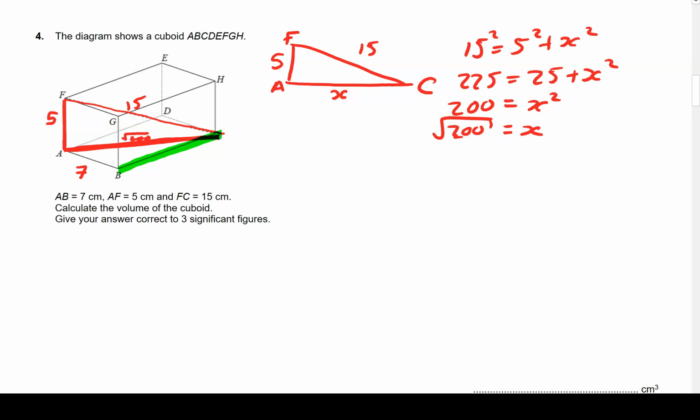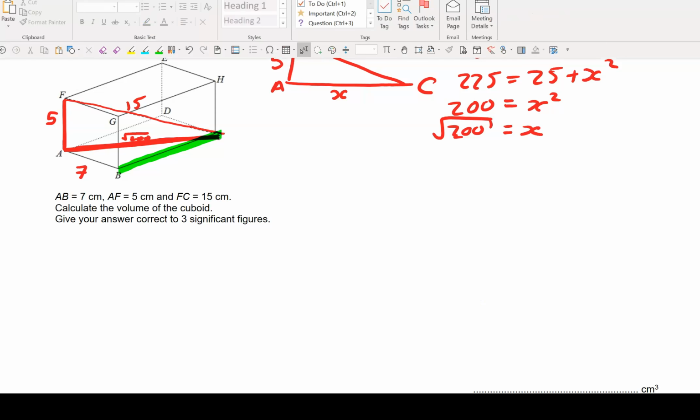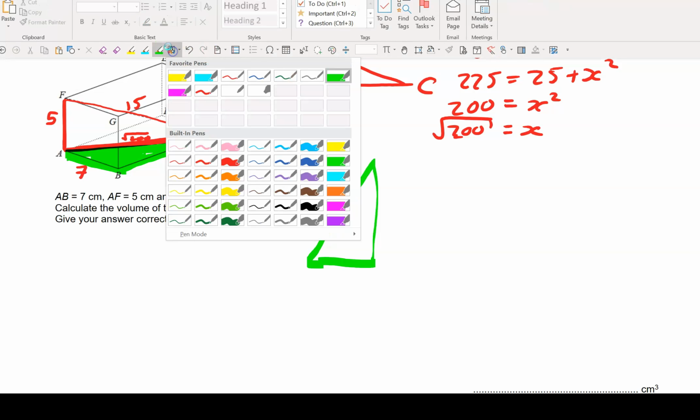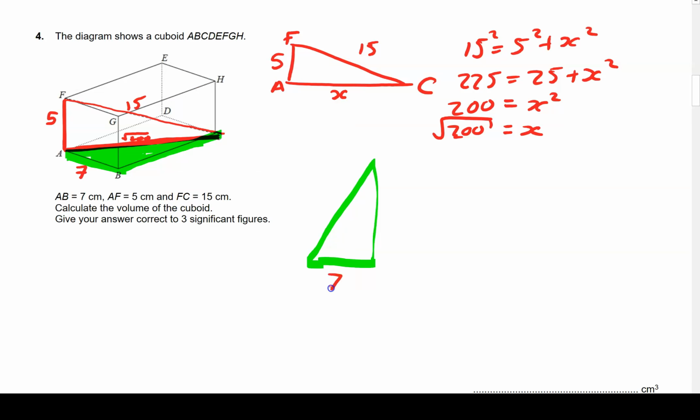So now if I lift out the bottom triangle, if I highlight the whole thing in green, that might be a bit more clear. So that's laying on the floor, like so. And the sides are 7. This is A, B, C. So we know that that's 7. BC we don't know, so we're going to call that X. And we've just found out that AC is root 200.